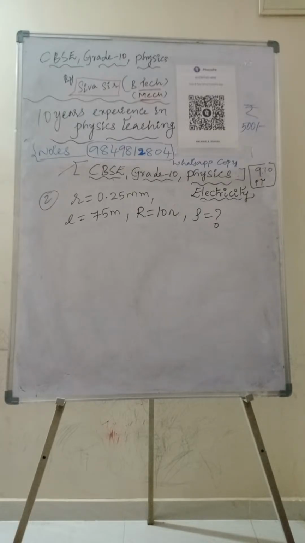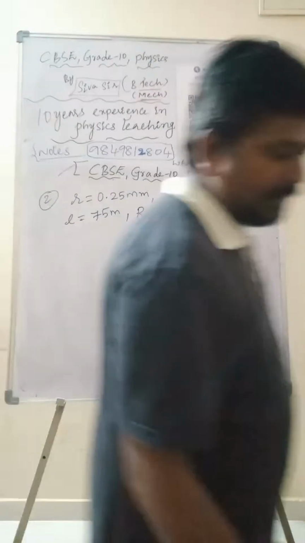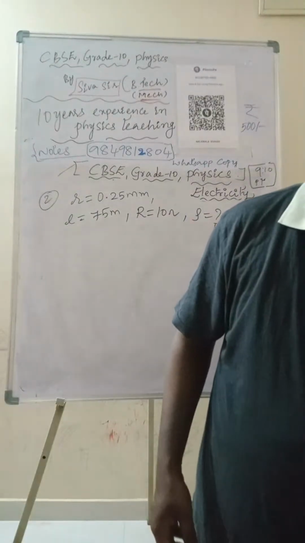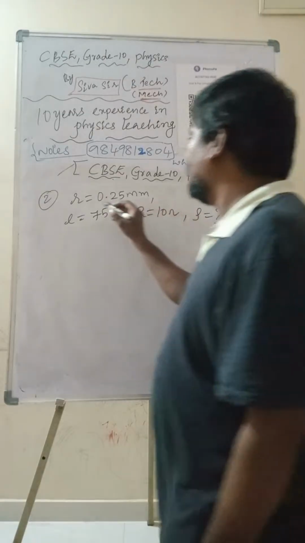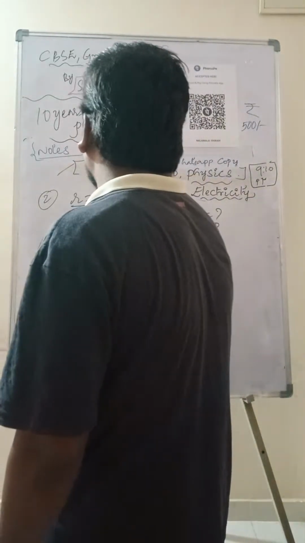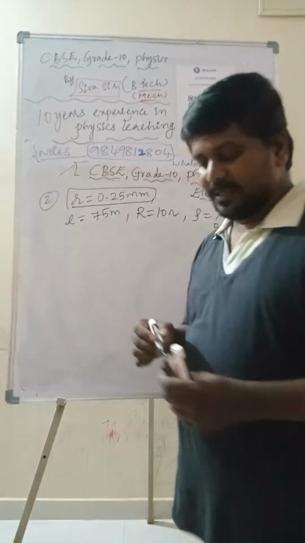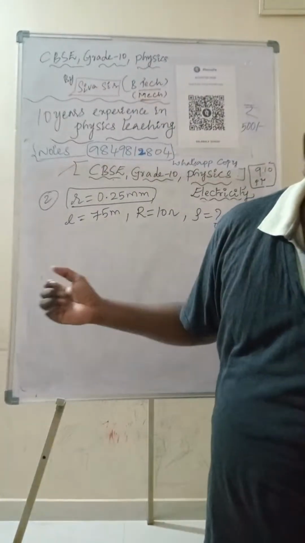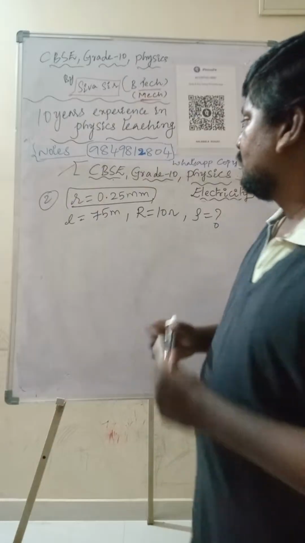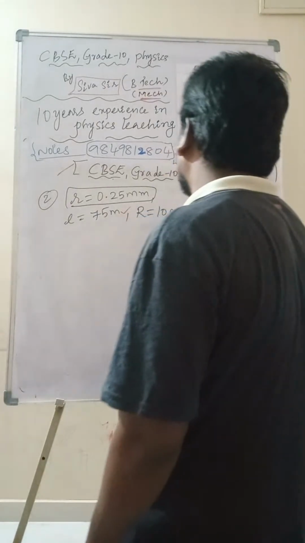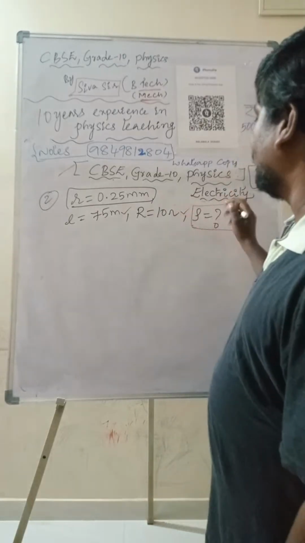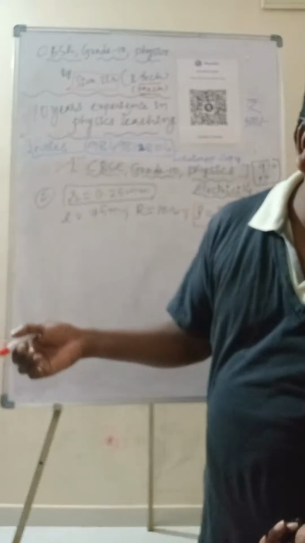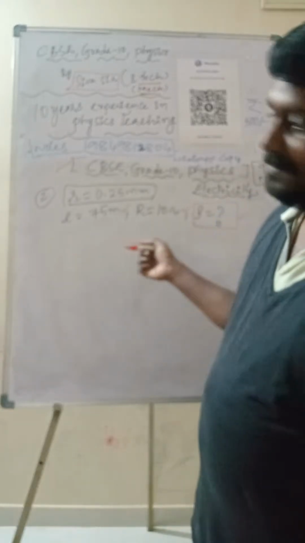Okay, so here you can see. In this case they have given mm, while in the remaining cases it is in meter only. Here also meter, but here it's not in meter. So we have to find out resistivity. Right? We have to find out resistivity.